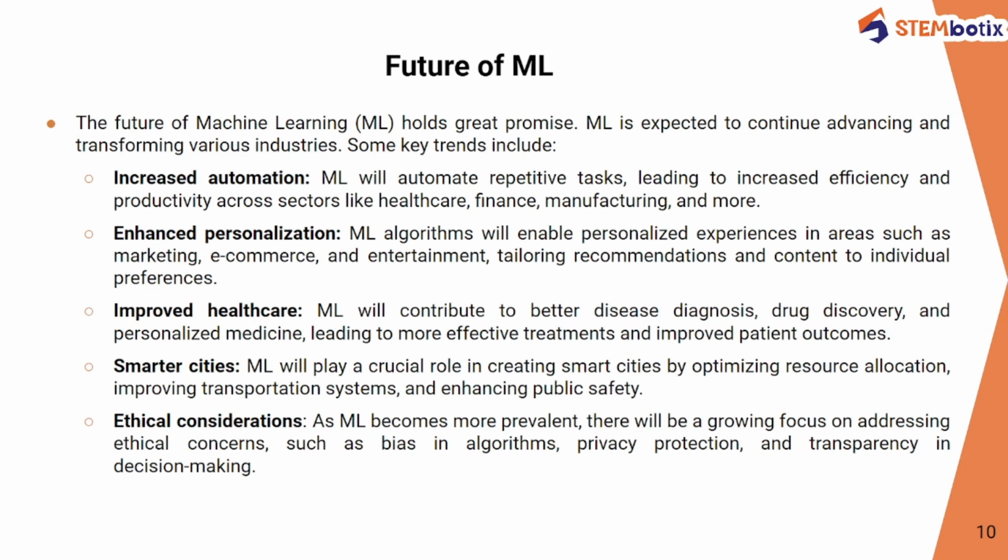And last is ethical consideration. It means as ML becomes more prevalent, there will be a growing focus on addressing ethical concerns such as bias in algorithms, privacy protection, and transparency in decision making. So these are the future of ML.